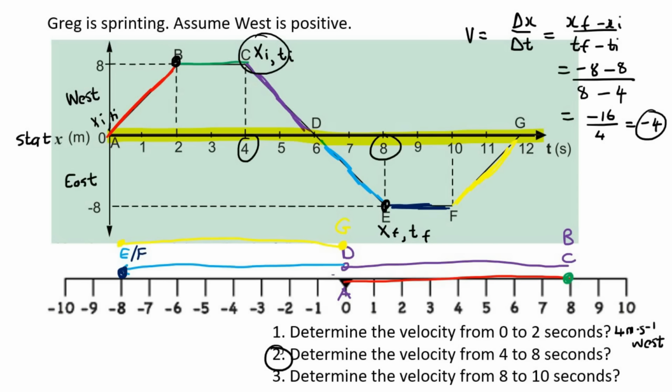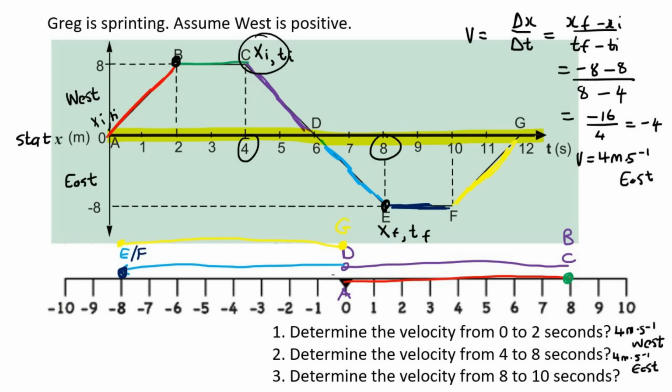So when you get a negative answer, all that you then do is you go to the next line and you say 4 meters per second. Now, because you're getting a negative answer and west is positive, that would mean east. So 4 meters per second east. And the last question for this one, and then we've got one more example after this one.